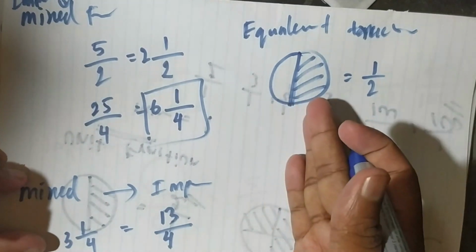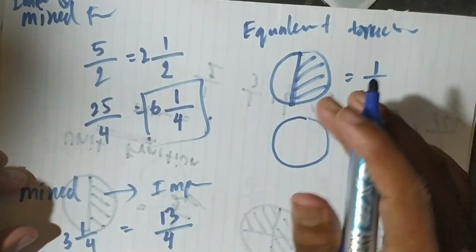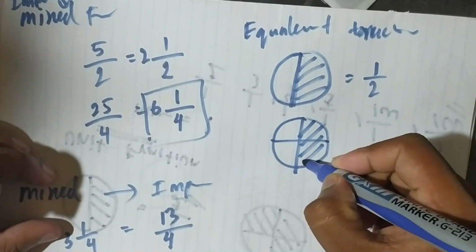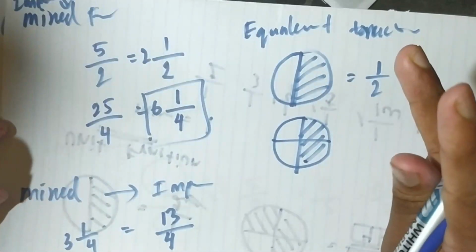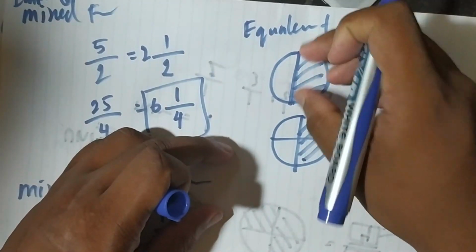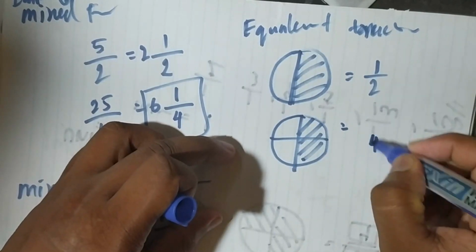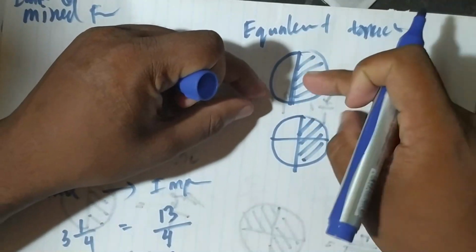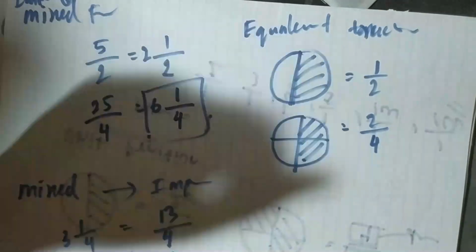Another example, I am taking the same cake. I am cutting that into 4 pieces and I am eating 2 pieces. Now you can see these two. This one I have divided into 2 pieces and this one into 4 pieces, but I have eaten 1 piece here, and there I have eaten 2 pieces. Now what is the fraction for this? 2 over 4. So here, see, the quantity of the cake in these two is the same, but the numbers are different, but the quantity is the same. That is what you call equivalent fraction.